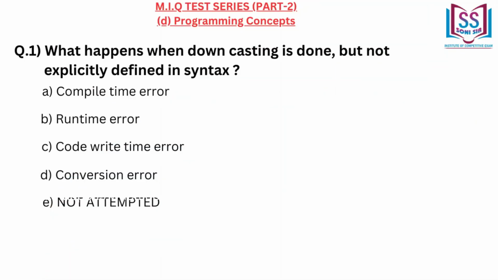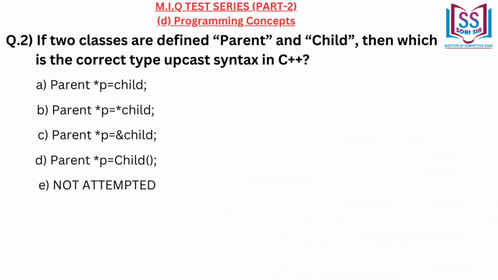What happens when downcasting is done but not explicitly defined in syntax? A. Compile time error. B. Runtime error. C. Code write time error. D. Conversion error.